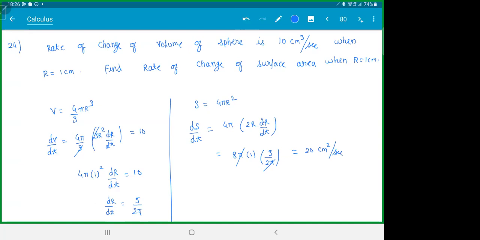Check. Pi won't come, right, Ronak? Check where you messed up. Adrit, you got it right. Aditya, check your answer.